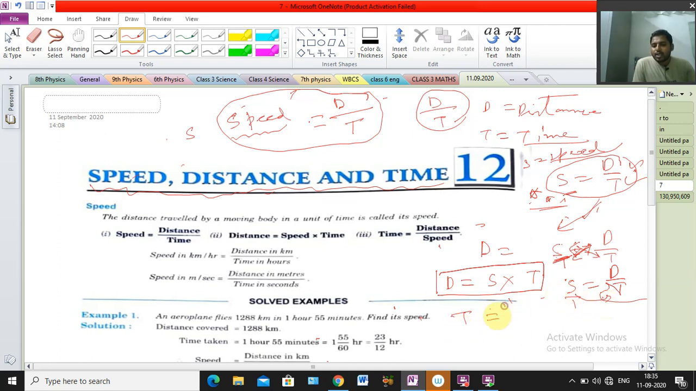So t will be what, sir? T was there in denominator, that one we are bringing in numerator. And 1 was there, it's okay, no problem. So in numerator d will come and here s will come. So t means d by s. T means d by s. Understood? Time equal to distance by speed. That is the main formula also.